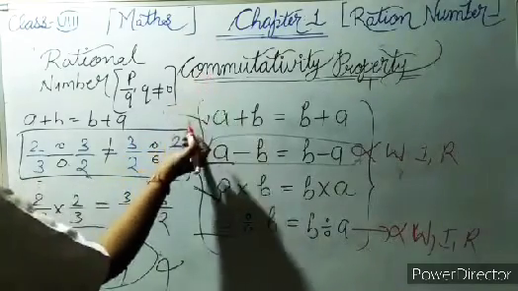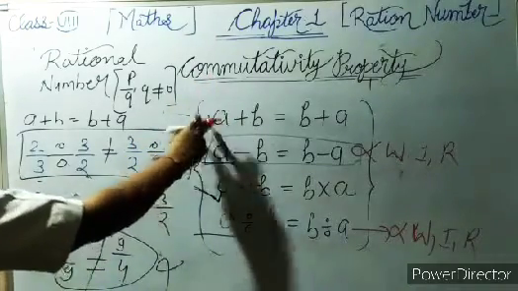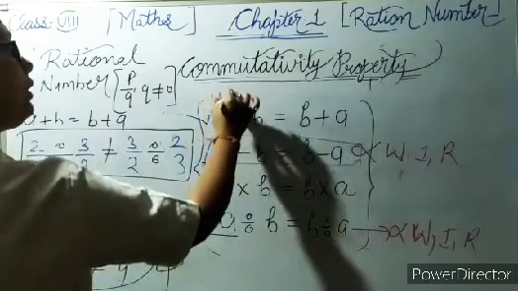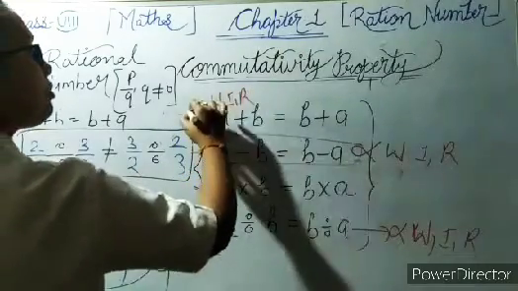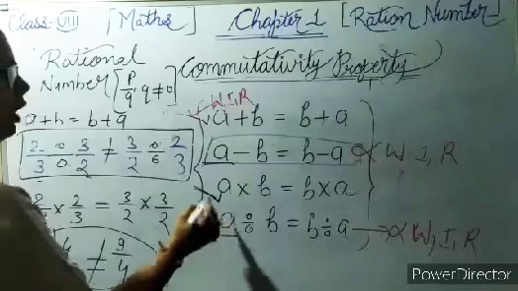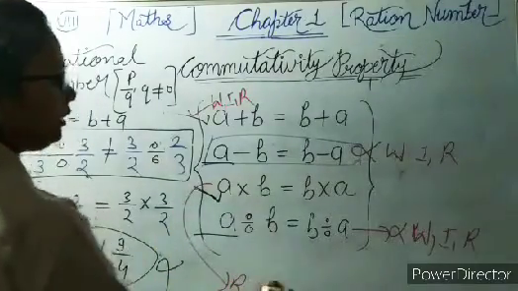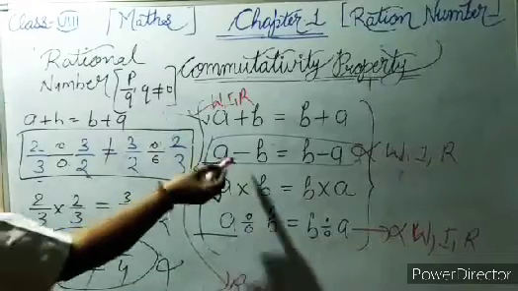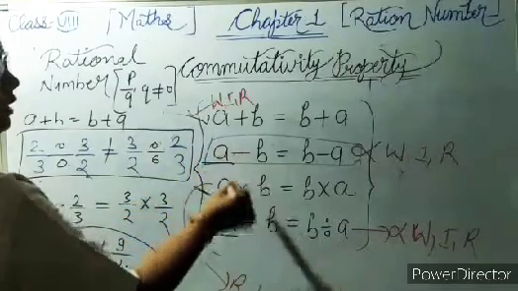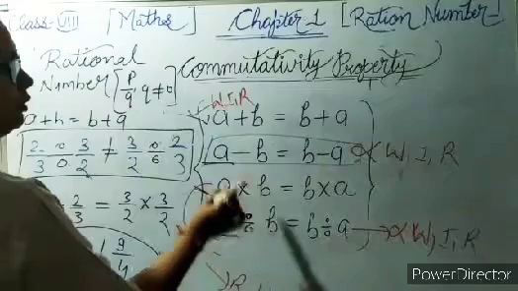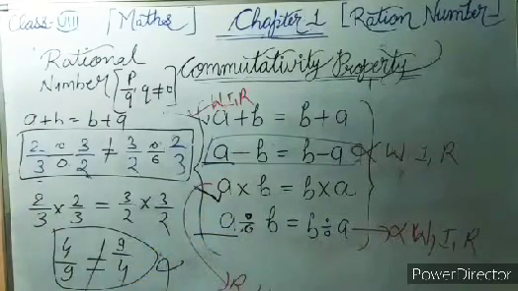So, what is the conclusion? The commutative property is followed for addition and multiplication, for whole numbers, integers and rational numbers also. But it is not followed for division and subtraction. So we can say that division and subtraction are not commutative.